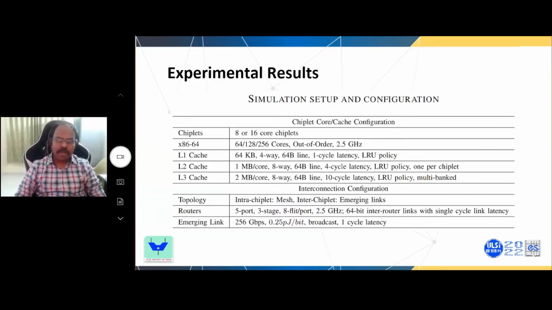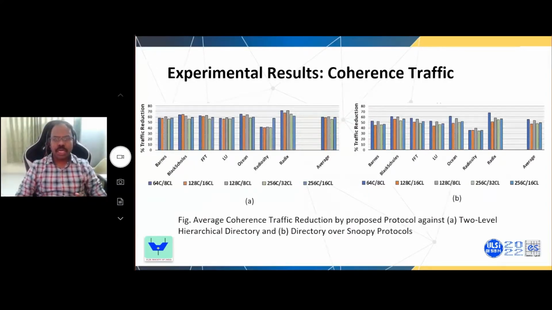And for emerging links for inter-chiplet communication and the global Snoopy protocol, we have used wireless links which have a data rate of 256 gigabits per second with 0.25 picojoules per bit energy consumption, and each packet is transferred across the entire chip within a single system clock cycle. We evaluate the proposed protocol against two existing protocols. One is a 2-level hierarchical directory protocol where coherence within the chiplet and across the chiplets is maintained using only directory protocol. And the second hybrid protocol is implemented as a directory over Snoopy protocol, where the coherence within the chiplet is implemented using Snoopy protocol, and the global coherence is maintained using directory protocol. And each of the implementations use MOESI states to maintain uniformity across all the protocols.